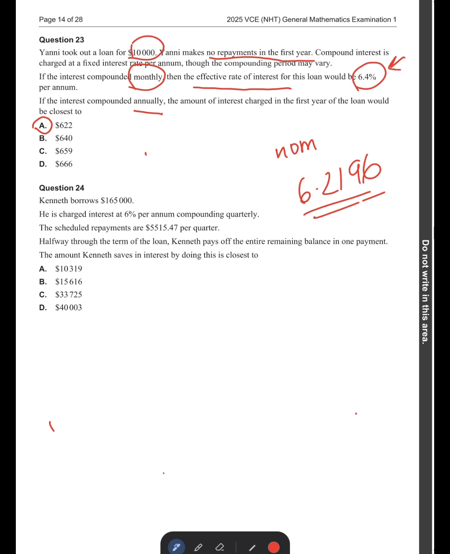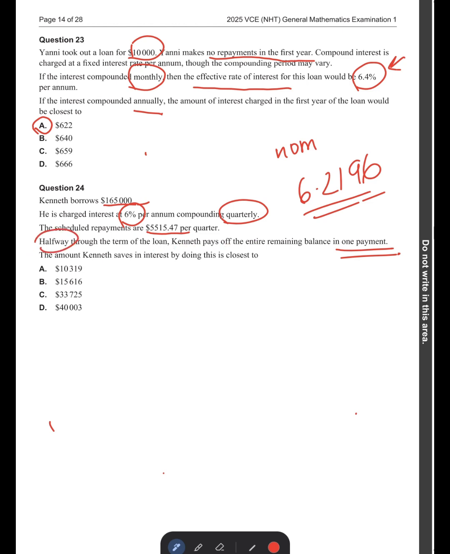And lastly, Kenneth borrows $165,000. He is charged interest at 6% per annum compounded quarterly. Scheduled repayments are that per quarter. Halfway through the term of the loan, Kenneth pays off the entire remaining balance in one payment. The amount Kenneth saves in interest by doing this is closest to.